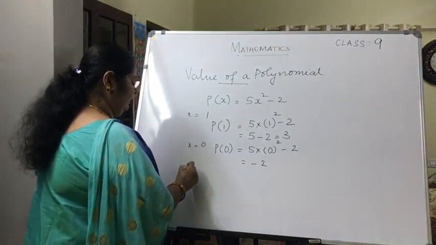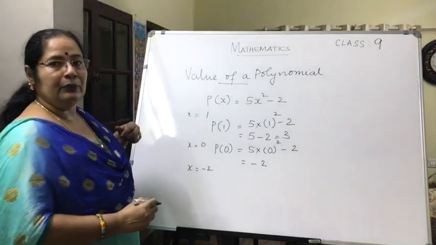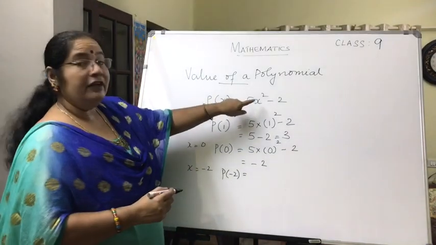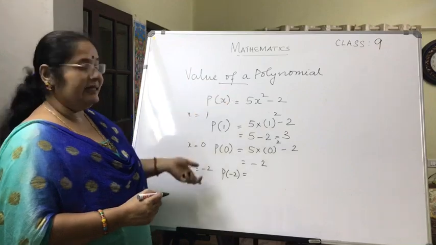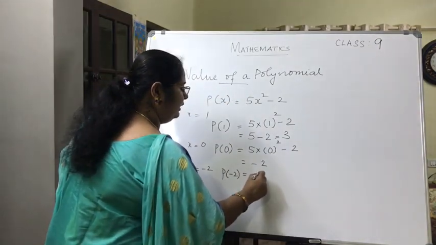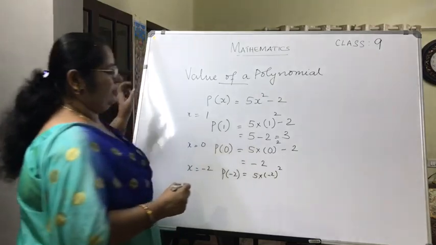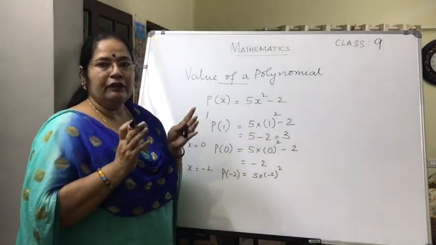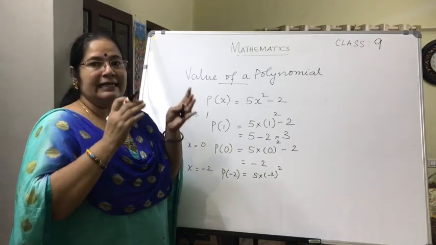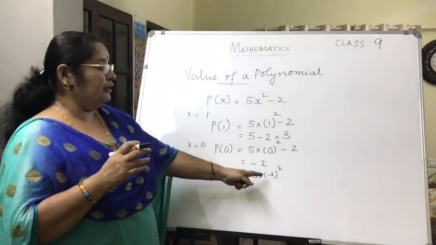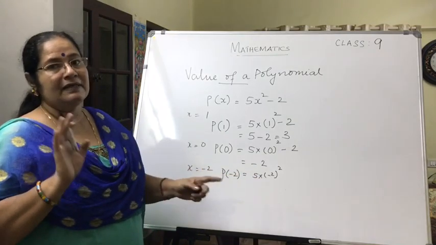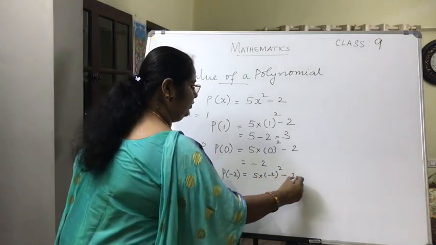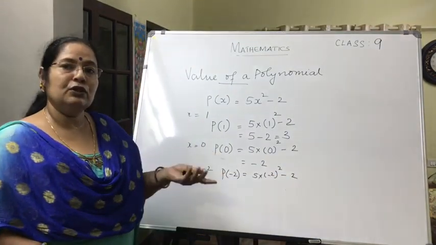Let us try to find the value when x equals minus 2. How will you find it? P of minus 2 will be equal to, wherever you have x, you will assign minus 2. So 5 into minus 2 the whole square. Please put brackets for the value that you are putting for the variable. It indicates that it is the value for the variable, especially when you have a negative sign. It is a must that you put it within brackets, minus 2. Now minus 2 square.